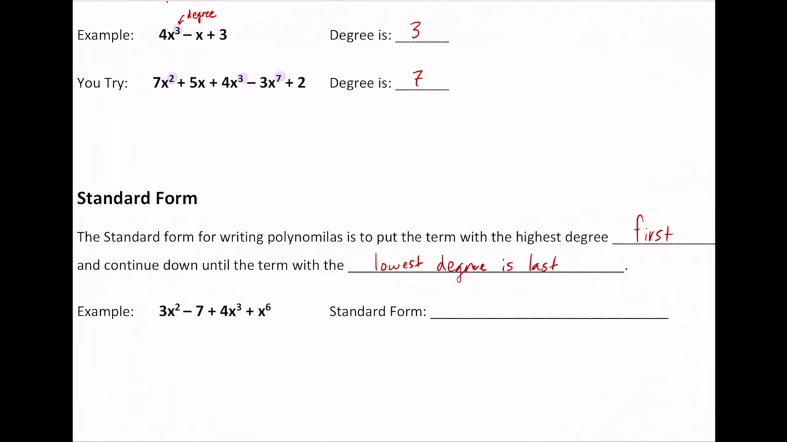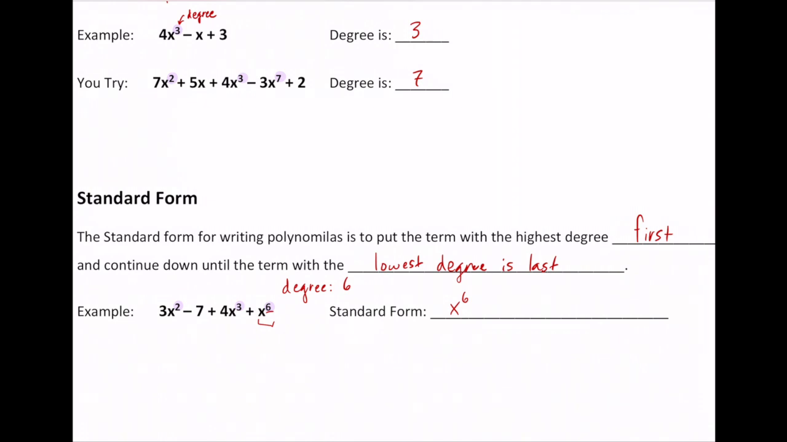Alright, so in this example, let's find our highest degree. So we have an exponent of 2, an exponent of 3, and 6. Well, let's first start by saying that our degree is 6, because that's the largest exponent here. But now we want to put it in order. We want to put it in standard form. So I'm starting with that highest exponent, x to the 6th. Because that's the highest exponent, it goes first.